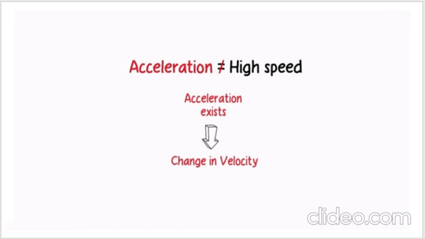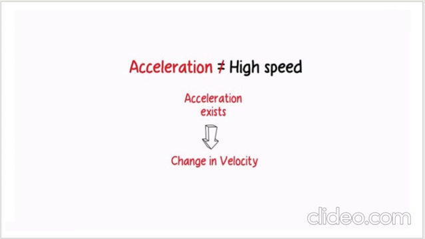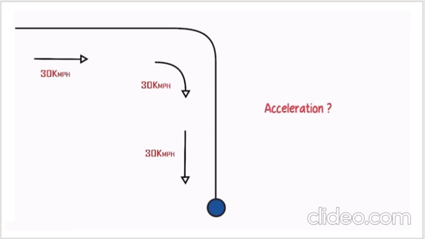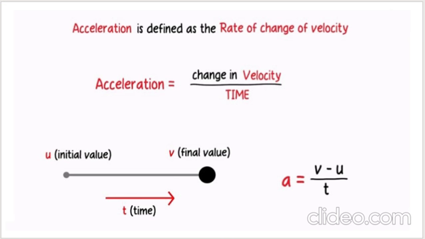Why? Because acceleration will not be equal to the speed. Acceleration will be there when there is a change in velocity. This is the speed given to us, I don't care about the speed. Acceleration I will get only when there is a change in velocity. So velocity, as I said, is speed plus the direction. So yes, change in direction is change in velocity, right? So when I say acceleration, it is defined as the rate of change in velocity.